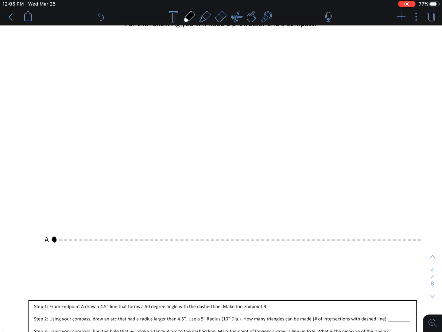All right, so I'm going to make a 50-degree angle off of A. It says to make it 4.5 inches long, so along there I need to go 4.5 inches. So 4.5 inches puts me right there, and I'm going to connect those dots. And so that's going to give me my line here.